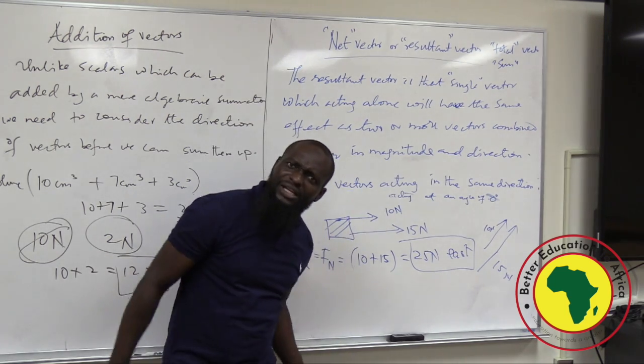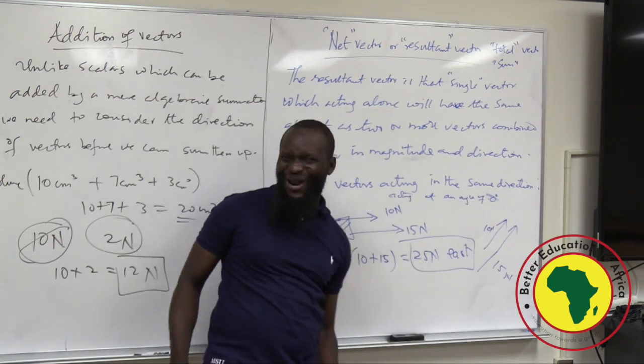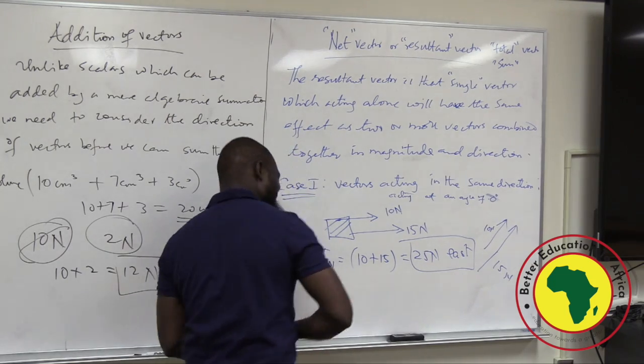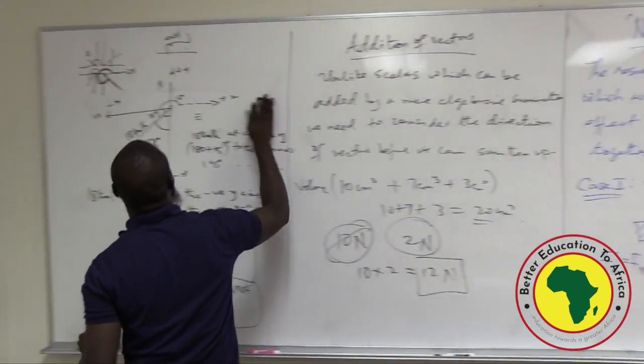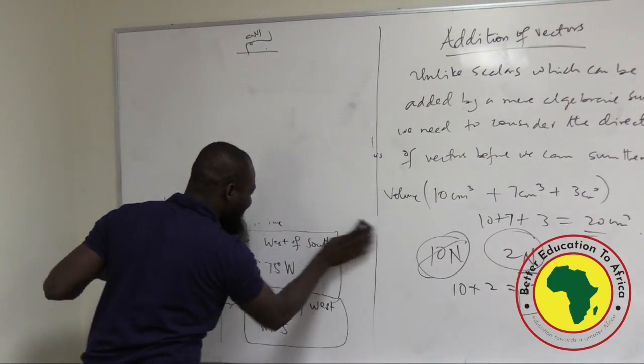So when they are parallel, it means they are 0 degrees to each other. It means they are acting in the same direction. So this is the simplest case. So let's go to case number 2.